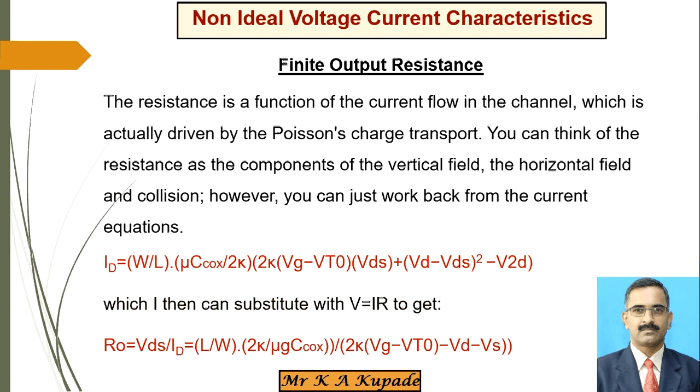You can think about the resistance as the component of the vertical field, then the horizontal field, and the collision of the majority carriers, as well as the electrons going from one region to another. However, you can also just work back from the current equation.